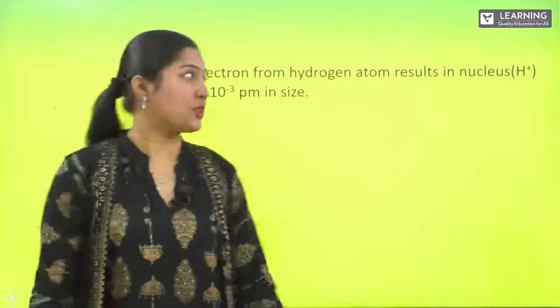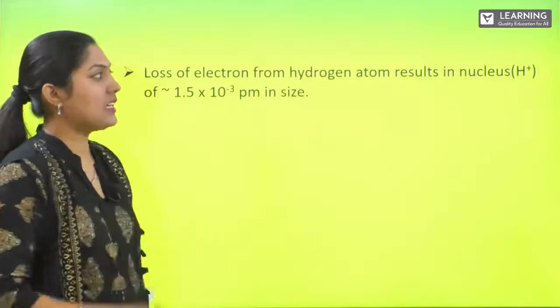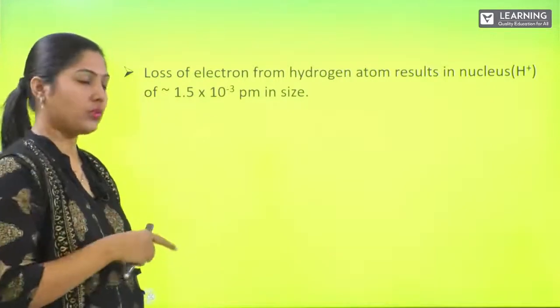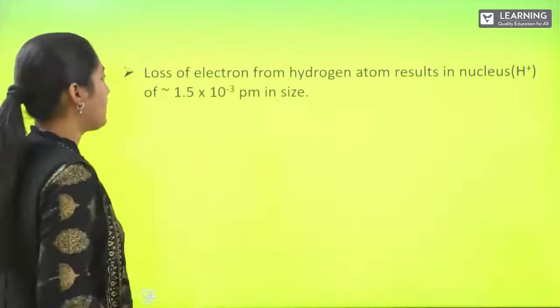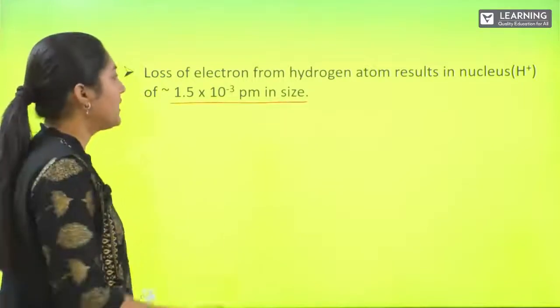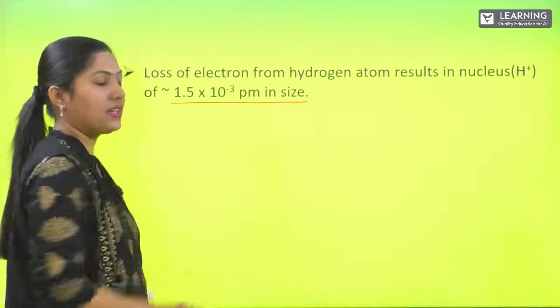Next point. Loss of electrons from hydrogen atom results in nucleus. That means you have only nucleus. There are no electrons at all. Only proton is present. At that time, the size will be 1.5 into 10 raised to minus 3 picometer. Picometer means 10 raised to minus 12.